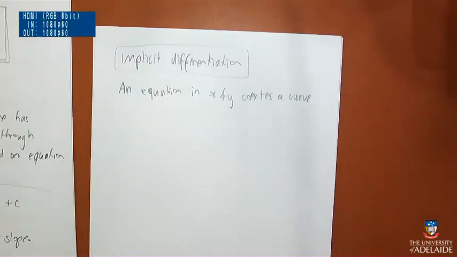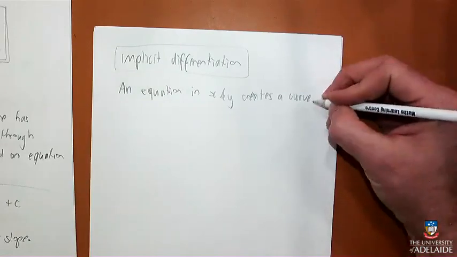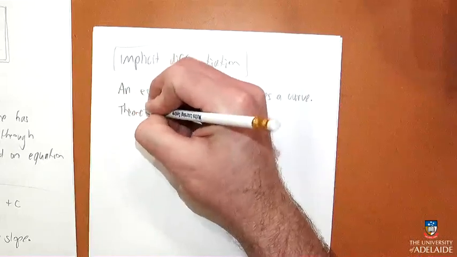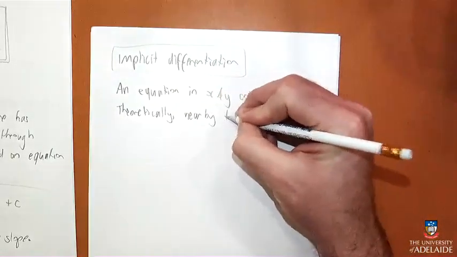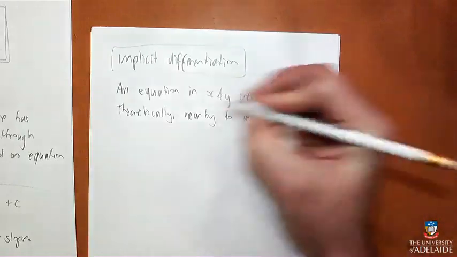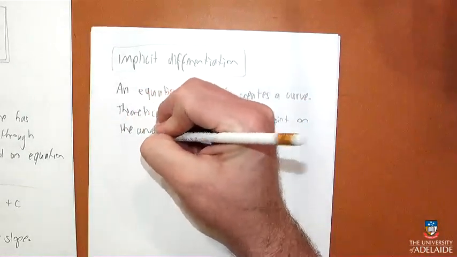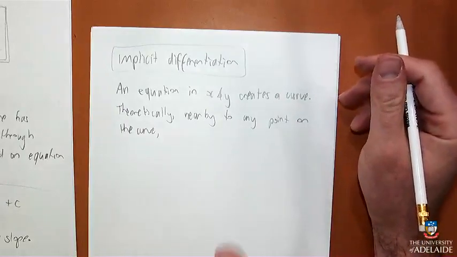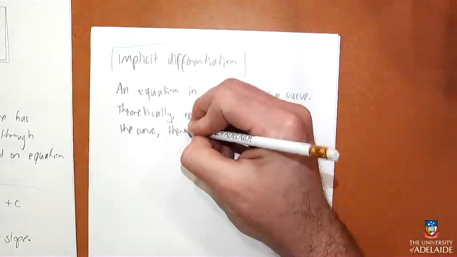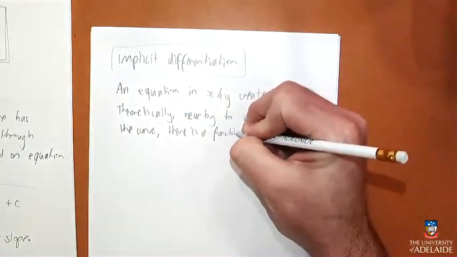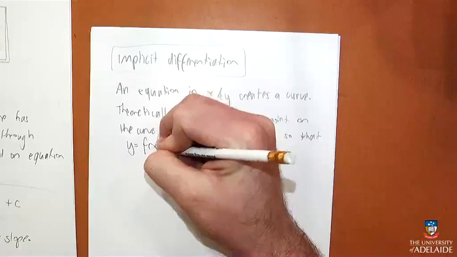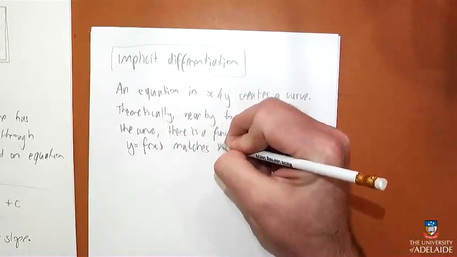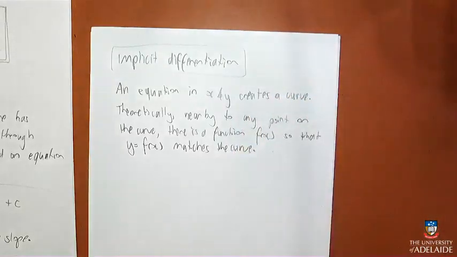So an equation in x and y creates a curve, and theoretically nearby to any point on the curve there is a function which matches the curve. So that y equals f of x matches the curve. And then what we can say is the slope of the curve at that point is the same as f prime of x.